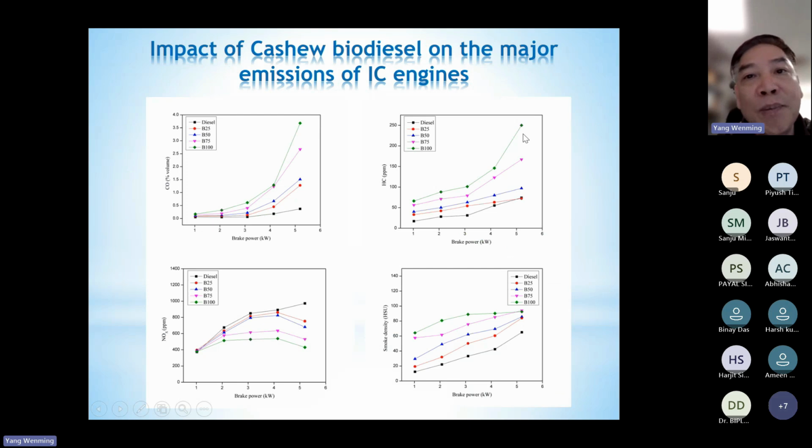Okay, next is cashew biodiesel on the emissions of IC engines. We can see CO emissions are higher than diesel fuel, and the HC emissions are also higher than the diesel fuel. NOx emission is lower, and the smoke density is also higher for this kind of biodiesel. This is because cashew nut shell biodiesel has very high viscosity, which affects the fuel evaporation and the combustion process. As a result, the performance is poor.